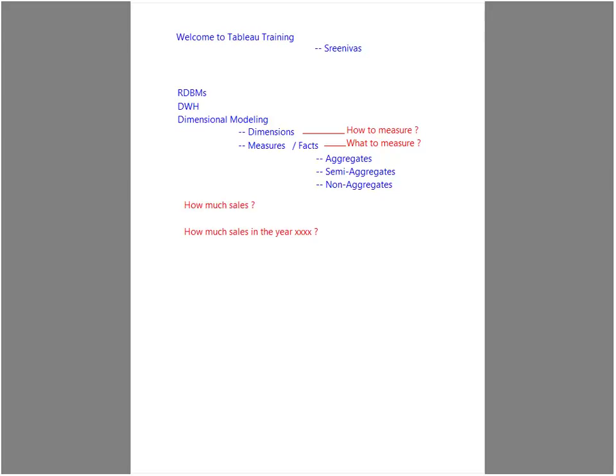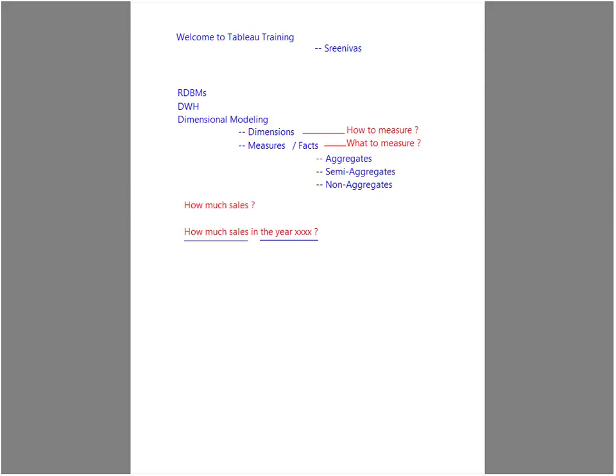How much sales doesn't have any meaning. How much sales for what? For a given product, for a given year, what exactly you're asking is not clear. But if you ask how much sales happened in the year so and so, then it has some meaning. Here, in the year is called the dimension, and how much sales is called your measure. Dimensions and measures are the things used in data warehousing concepts.